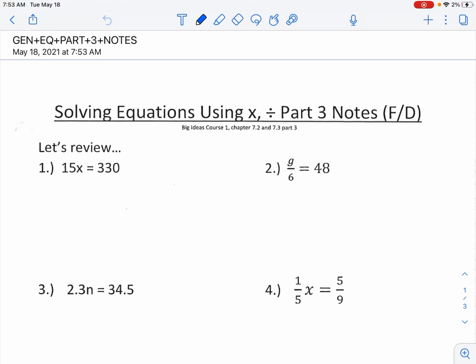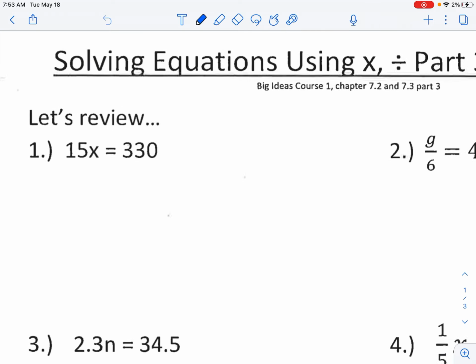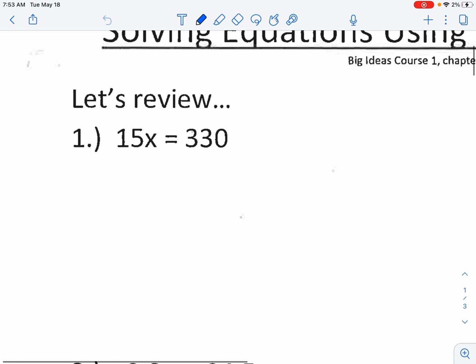Good morning. All right, so we're going to move on to part 3, equations. First we're going to review everything that you've learned already. So let's take a look at 15x equals 330. Remember, when you have a number sitting right beside a variable, that means multiplication. Well, the opposite of multiplying is dividing. So the opposite of multiplying by 15 is dividing by 15.